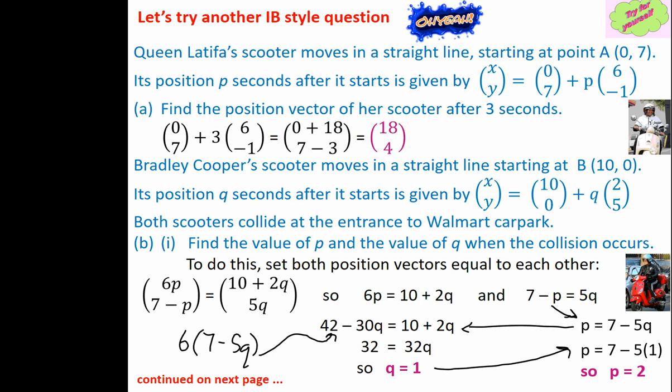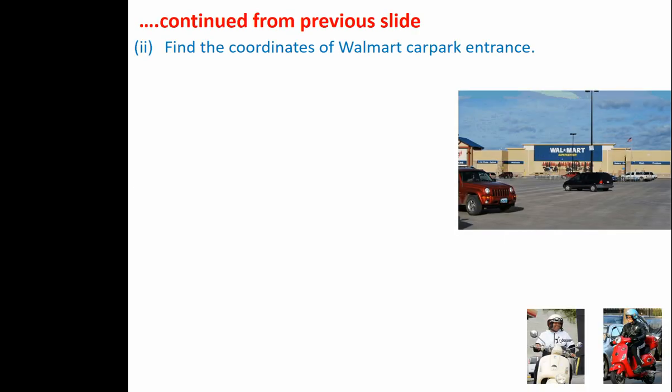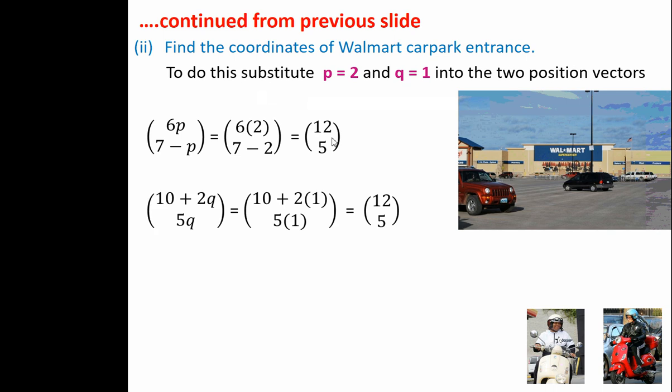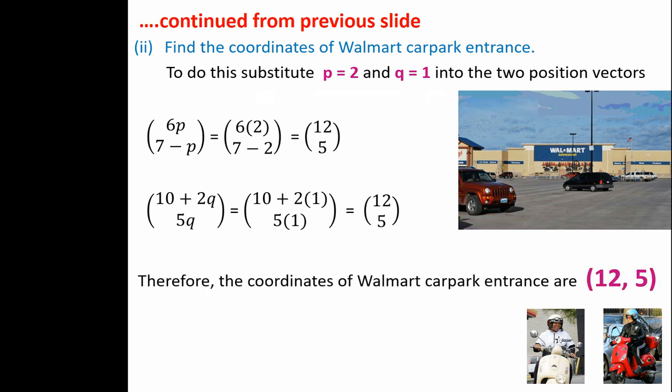And then back to the last bit. Find the coordinates of the Walmart car park entrance. Basically, where is the position when they collided? To do this, sub in p equals 2 and q equals 1 into the two position vectors. Here's Queen Latifah's. Hers has p, so sub p equals 2 into hers, and you've got (12, 5). You've also got Bradley Cooper's position vector, sub q equals 1 into there. Just to confirm, you've got 12 and 5. So you had two ways of getting the answer. That's the position vector of the Walmart car park entrance, but they wanted it as coordinates, so you'd write it as (12, 5).